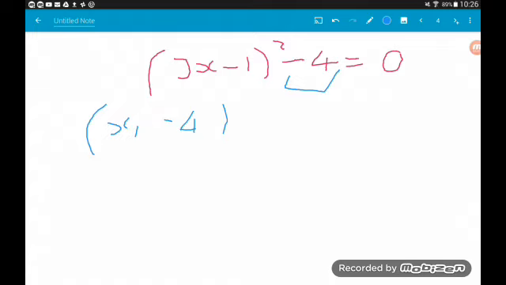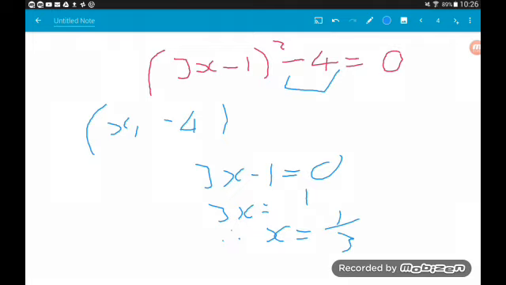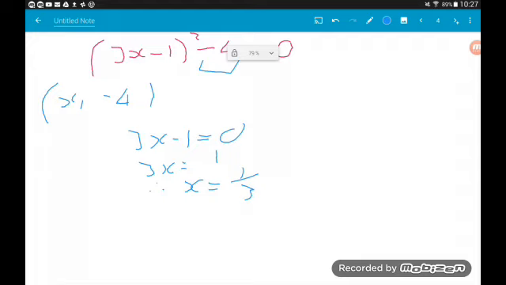Well, we set whatever is inside the brackets equal to 0. So, if we set 3x minus 1 equal to 0, we get 3x is equal to 1. Therefore, x is equal to 1/3. So the coordinates of the vertex, which here is going to be a minimum, if we expand the brackets out, we will get a positive x squared term, so it's a minimum.